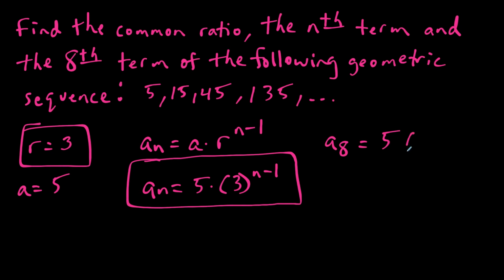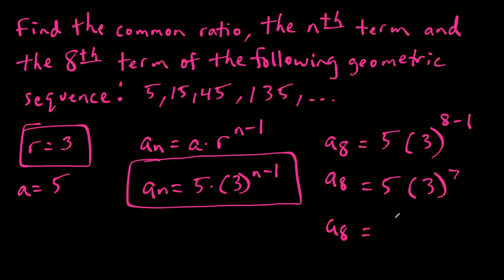So this would be 5 times 3 to the n minus 1, where n is equal to 8 this time. And the n minus 1 is going to give us 8 minus 1. So this works out to 5 times 3 to the 7th power. And when we work this out, the 8th term of the sequence is equal to 10,935. So now let's look at a more challenging question.